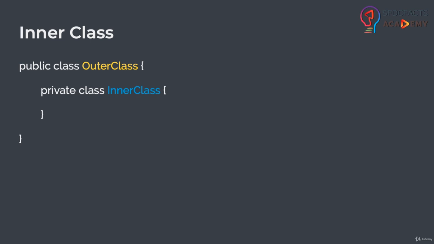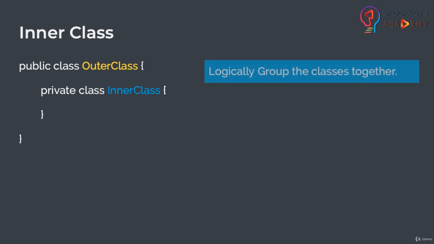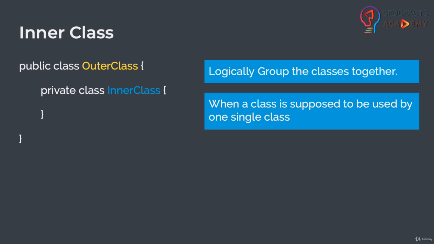But the reason why we have inner classes is to logically group the classes together, or when a class is supposed to be used by only one single class. For example, let's say you have a class called university, and that university can have multiple sections, right? And these sections are only used by that university. You don't use these sections anywhere else. So you can have your outer class as university, and then in that outer class you can have an inner class called section, and this way you will logically group your sections with the university.